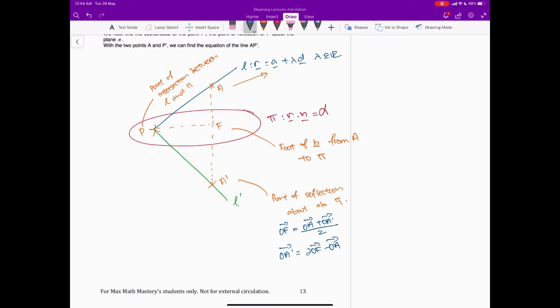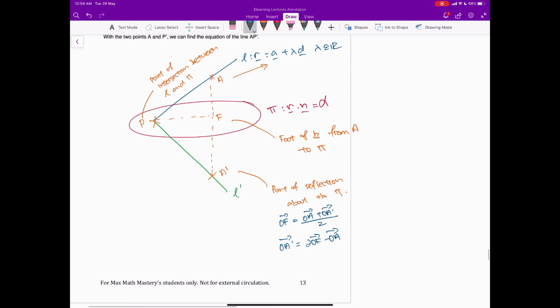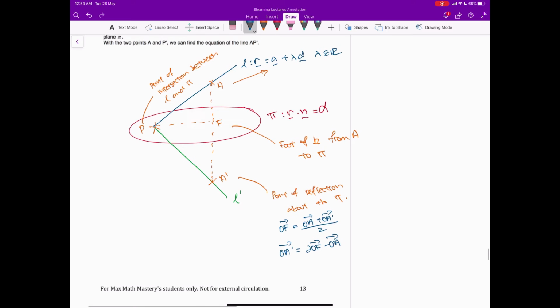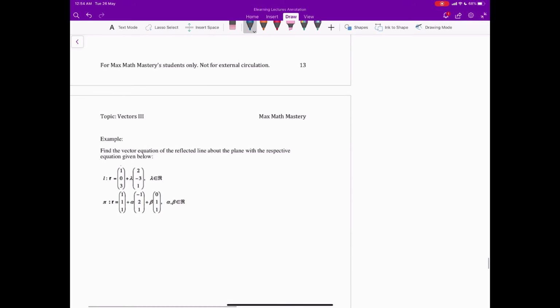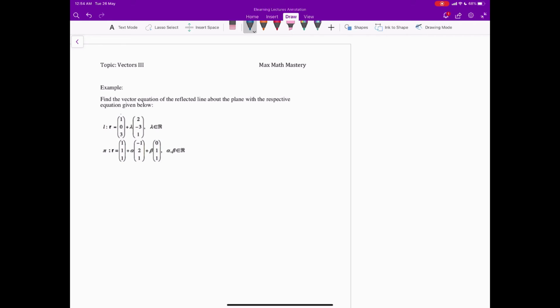So what happened here is that you have to take note because there's a lot of things you are finding at the same time. Please make sure you denote everything nicely, because the question will give you something like that only: find the vector equation of the reflected line about the plane with the respective equation given below. So the question will only give you the line and the plane equation. They will not denote anything else.